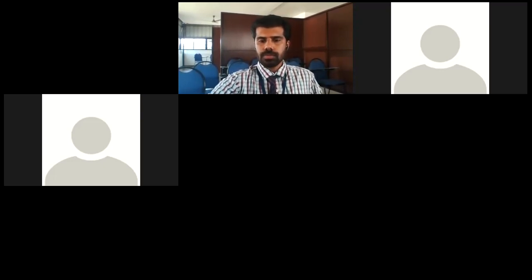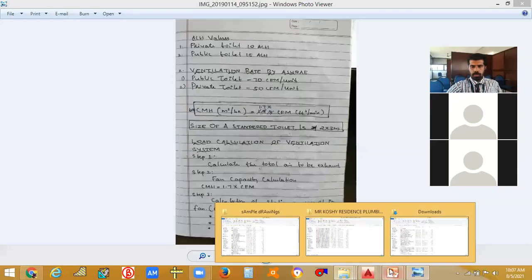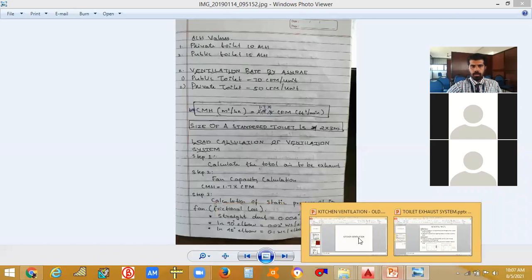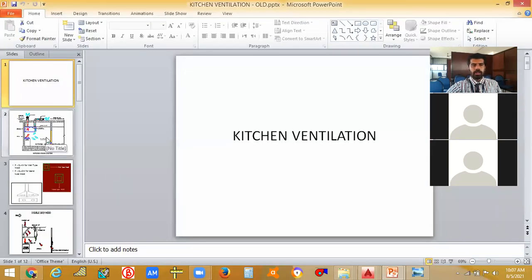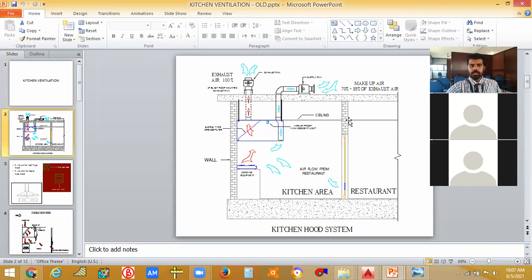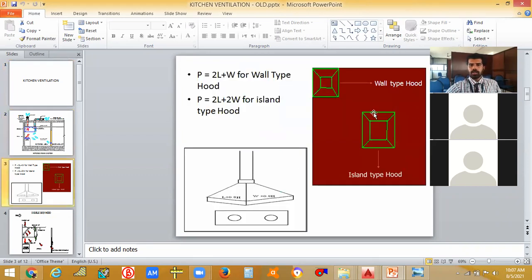Now we are going to be kitchen hood ventilation. Let me share my screen. We have seen this yesterday. So I'm not taking that. So we have seen this also.